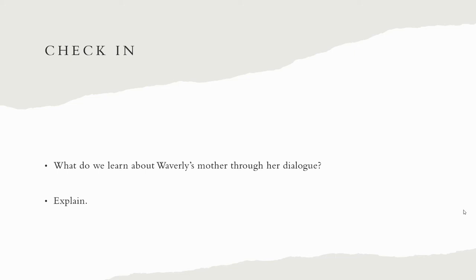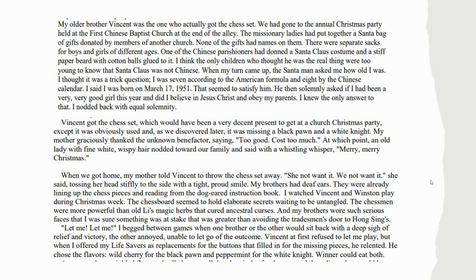I think that we learn a lot about Waverly's mom in these couple of pages. That she's kind of down to business, and she also has a lot of mixed feelings about considering her background and kind of trying to mold it in with that American background that Waverly is in.